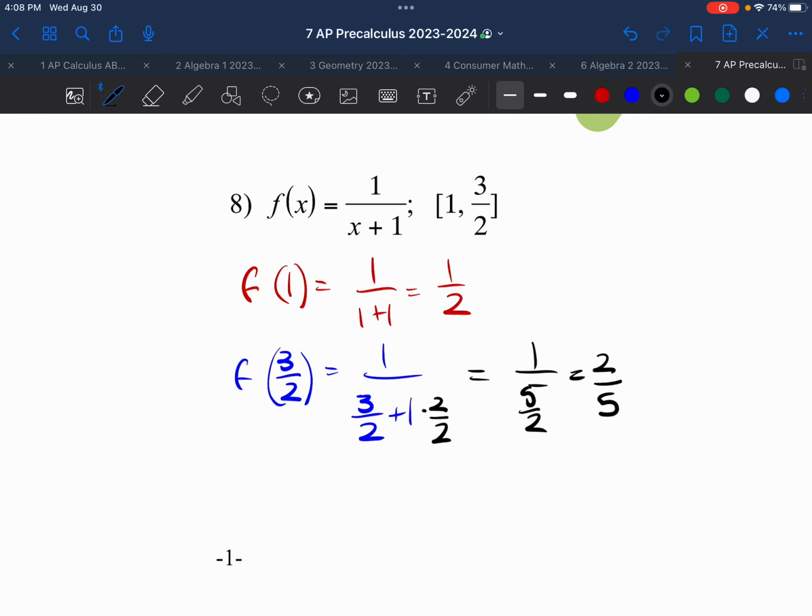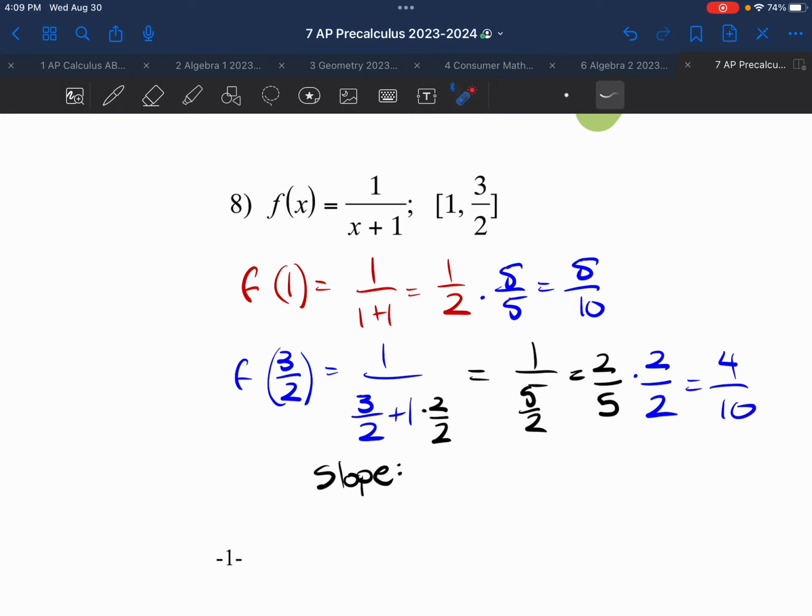All right, so I'm going to start analyzing slope now. Slope is the change in y over the change in x. The change in y is hard to do because they don't have the same denominator, so let's make them the same denominator. Multiply by 5 over 5, and I get 5 over 10. Multiply this one by 2 over 2, and I get 4 over 10. How much did I move to get from 5 over 10 to 4 over 10? I had to go down 1/10. So my change in y went down 1/10.